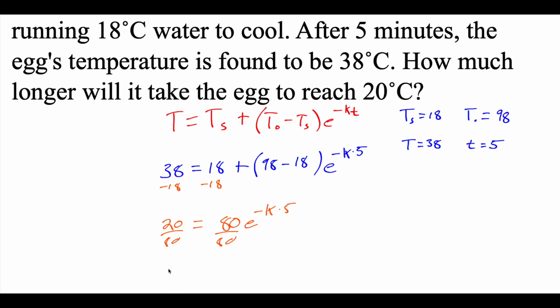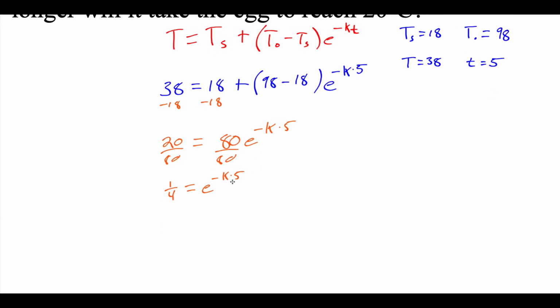So 20 divided by 80 is going to be 1/4. And then this is equal to e to the negative k times 5. Now we've got a little bit of an issue because that k is up as a power on that e. So to get rid of the e, we're going to have to take the natural log of both sides. So those will cancel out. So we'll have the natural log of 1/4 is equal to negative k times 5.